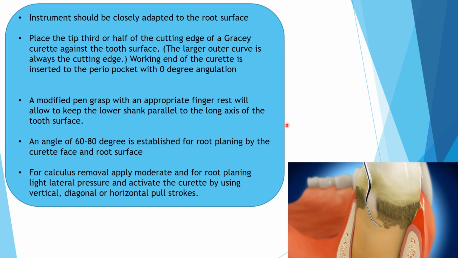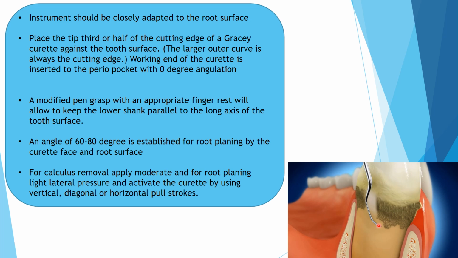For the instrumentation, the instrument should be closely adapted to the root surface. So it should be closely adapted, and place the tip third or half of the cutting edge of a Gracie curette against the tooth surface. If you are using a Gracie curette, the larger outer curve is always the cutting edge. Okay. The working end of the curette is inserted into the periodontal pocket with 0 degree angulation.